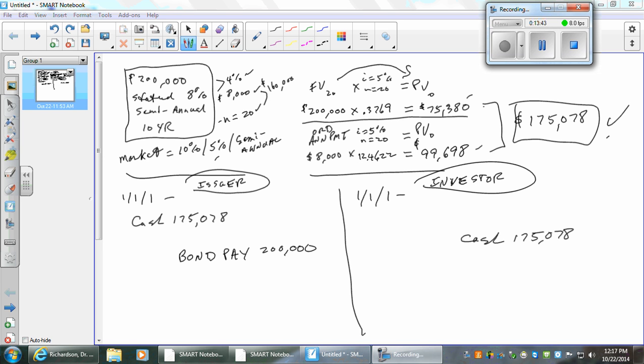What's the difference between the 200,000 and the 175,078? What is that, you guys? $24,922, is that right? What is that? Later it's going to be more interest expense, but it's not yet because time hasn't gone by yet. What do we call the difference? I sold this at a what? Discount. I call it a discount. It's a discount on bonds payable.